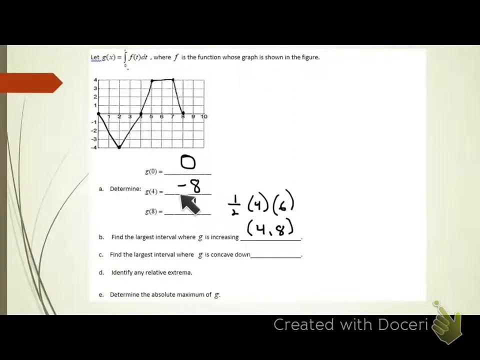So I didn't ask this question. Where is our function g decreasing? From 0 to 4. What's the next question? Find the largest interval where g is concave down. Okay. Concavity is determined by second derivative. This is first derivative. How can I know second derivative from first derivative?